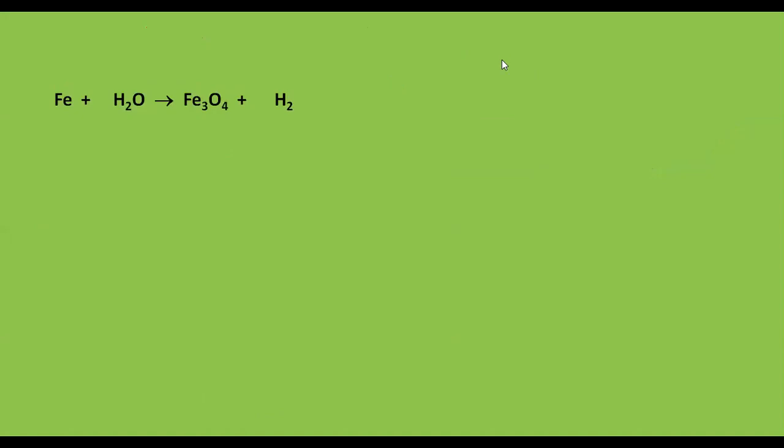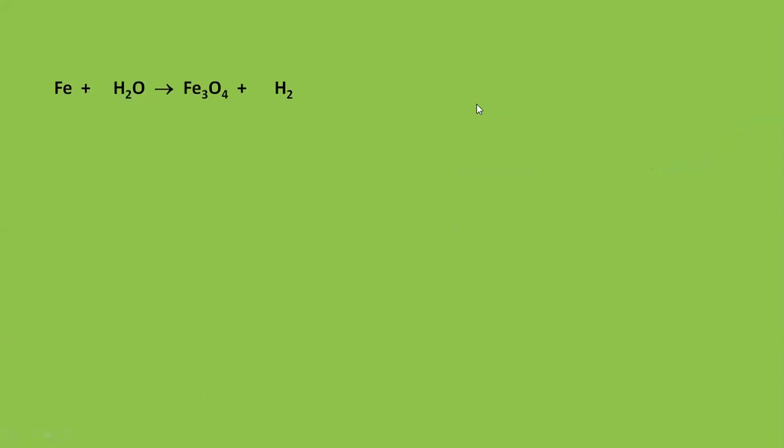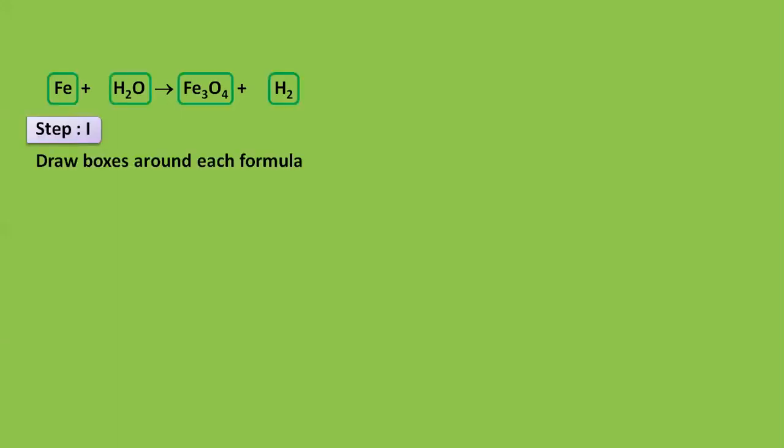Okay, so what are we doing here? I have given you an equation which is Fe plus H2O. Sit upright, everyone. Fe plus H2O gives me Fe3O4 plus H2. So the first step we are going to do here is I am going to make a box around each formula. What did I do? I have made a box around each formula. Yes, Anusha, you're looking good. Very nice. So I have made a box around each of the formula.